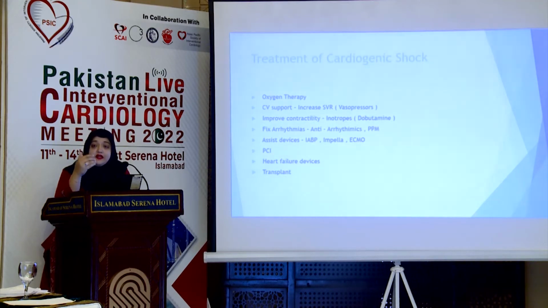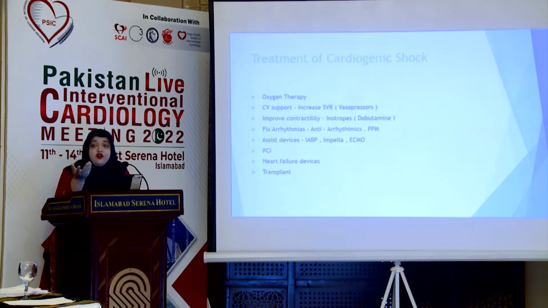Cardiovascular support: increase systemic vascular resistance. You need to give vasopressors if systolic blood pressure is less than 90 millimeters of mercury. The patient is cold, clammy, pulseless. What to do? Improve contractility, give inotropes, dobutamine. Fix arrhythmias by either pacing or giving antiarrhythmics.